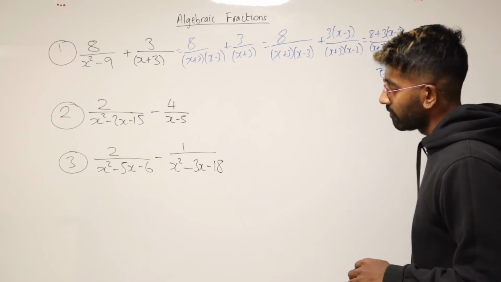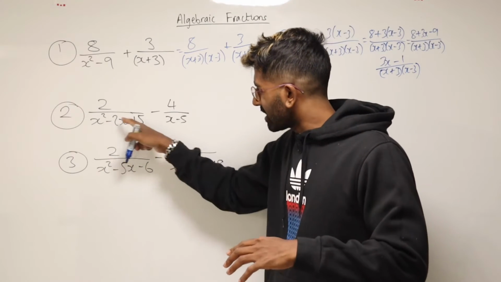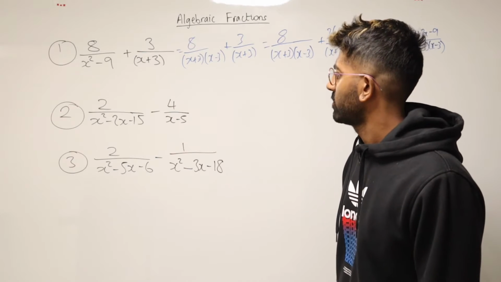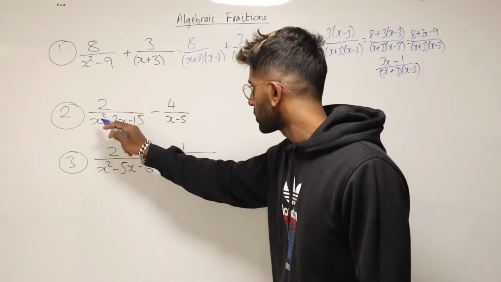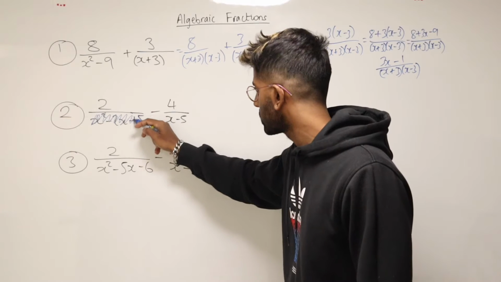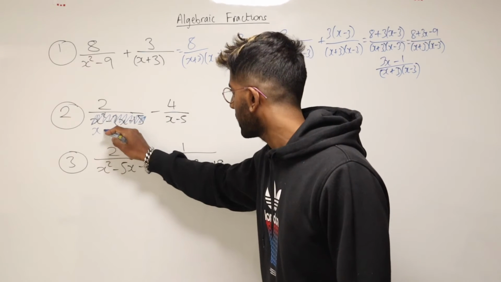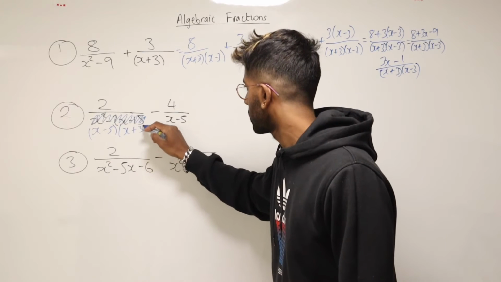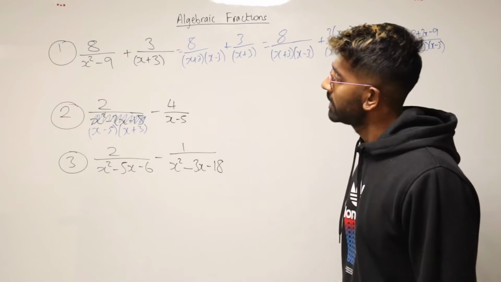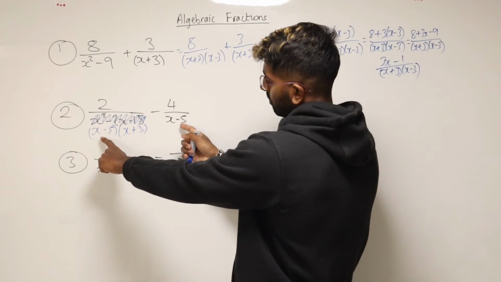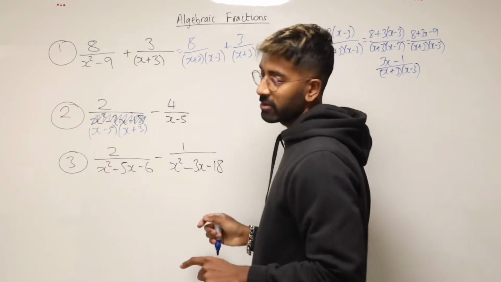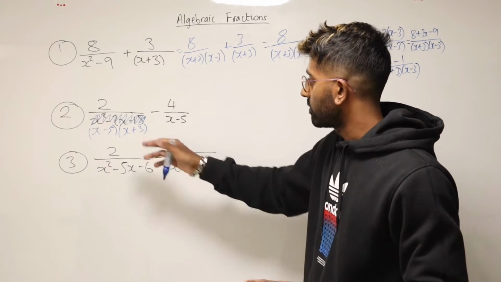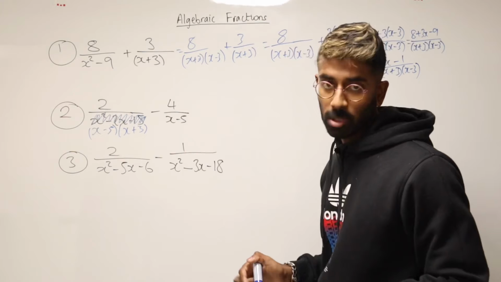Now looking at the second one. The first thing to do again is just factorize this down here. So I think that factorizes to x minus 5 and x plus 3. So what I'm going to do is I'm just going to get rid of this and write it as x minus 5 and x plus 3. There we go. And so we can see again, both of these already have an x minus 5. And so all we need to do is change this second fraction. Just multiply it by x plus 3, top and bottom.